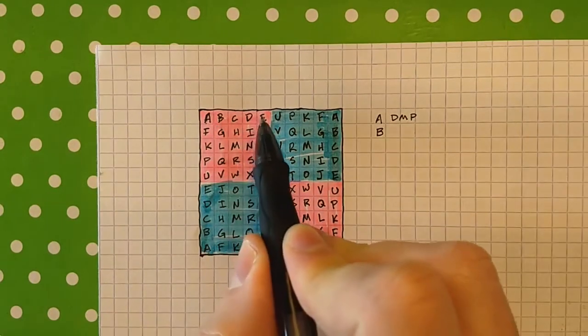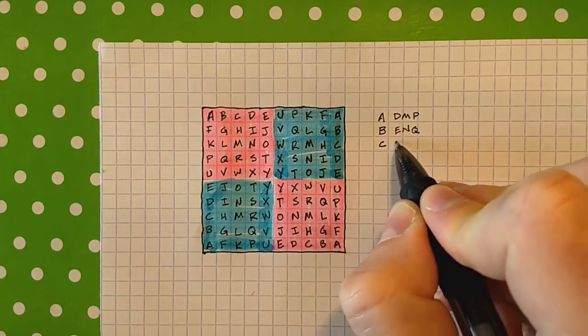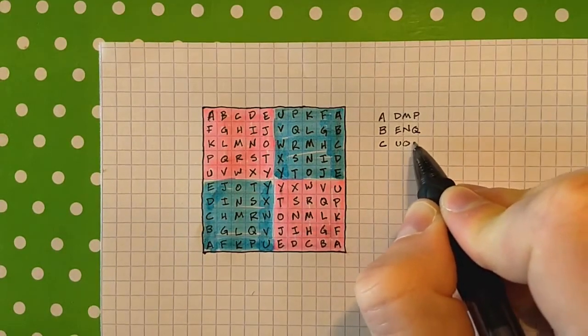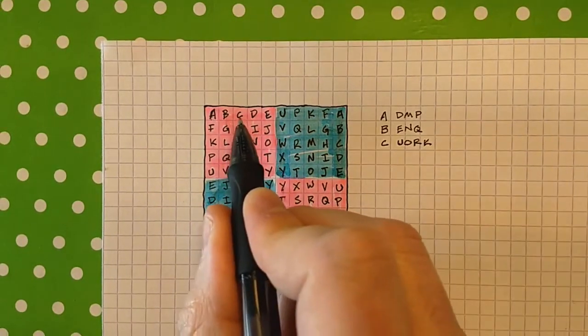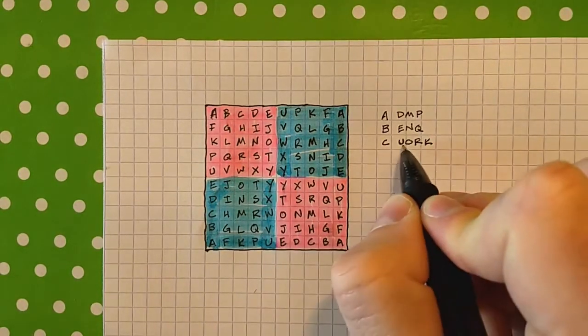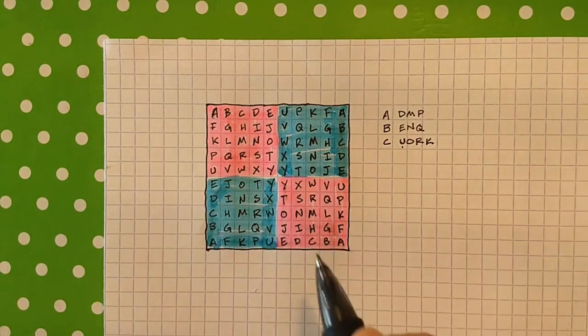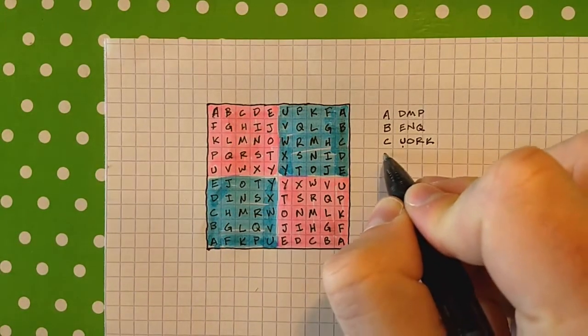From B, you can get to E, N, or Q. From C, you can get to U, O, R, or K. Also, when you go from C to U, you cross from the pink section to the blue section. Whenever that happens, let's mark it with a dot. And vice versa. If you were to go from a blue C to a U, it would be a pink U. That'll be important later.